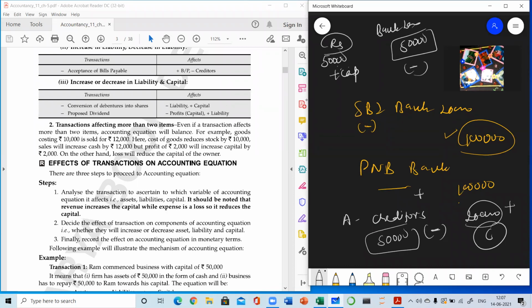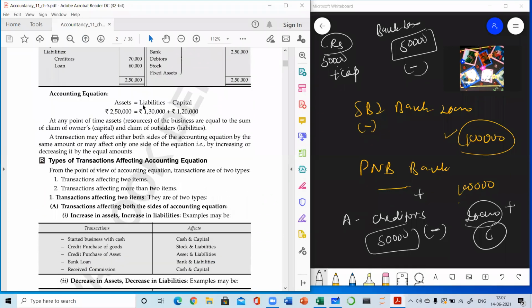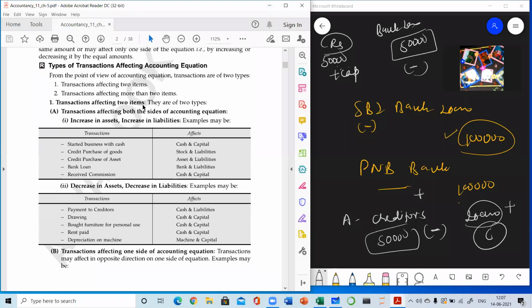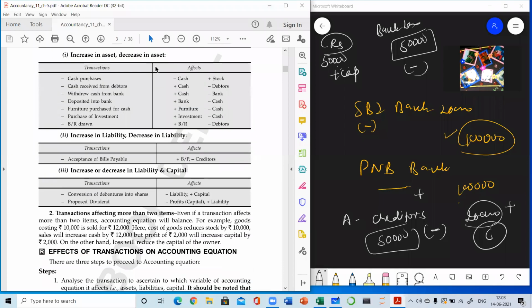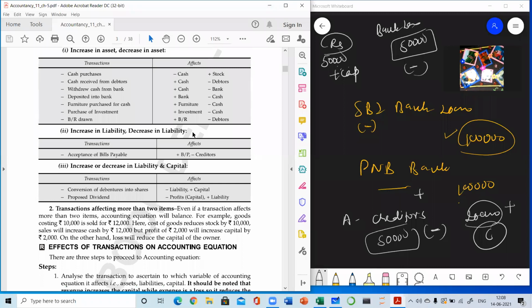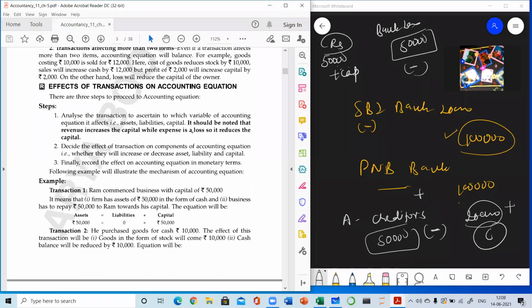So till now we have done transactions which were having two effects, and in these 3-4 parts we have done transactions having effects on both sides: increase in asset, increase in liability, then decrease in asset, decrease in liability. Then transactions affecting only one side: increase in asset, decrease in asset, increase in liability, decrease in liability, meaning on the same side one thing is increasing and the other thing is decreasing. Now we will do some examples of such transactions.